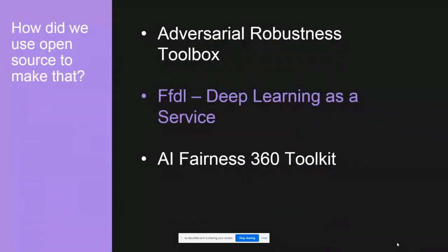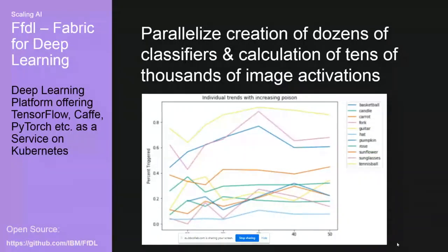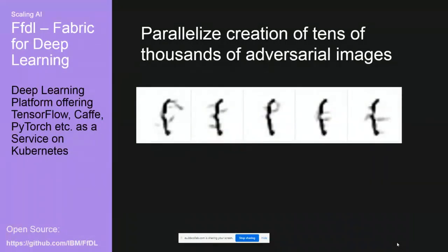One thing that I think is really interesting is that we use these AI toolkits in order to generate these images. There's another open source toolkit that I would point you to that allows you to do deep learning as a service. This particular toolkit, which offers TensorFlow and PyTorch as a service on Kubernetes, allows you to parallelize the creation of dozens of classifiers and calculations of tens of thousands of images. That's what we did for this Fool the Bank game. We generated tens of thousands of images of these noisy 1s, 2s, 3s, 4s. It really allowed us to do these kinds of games and prepare the data ahead of time.